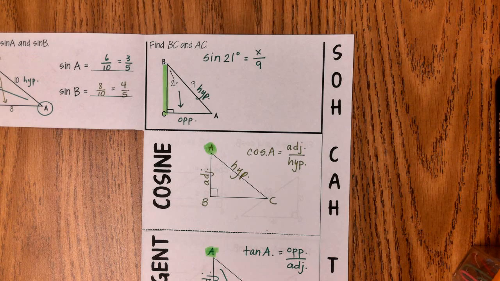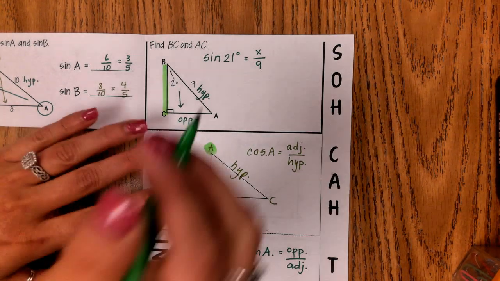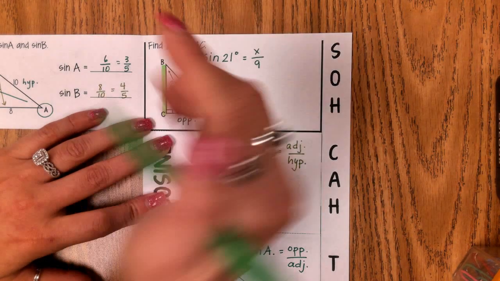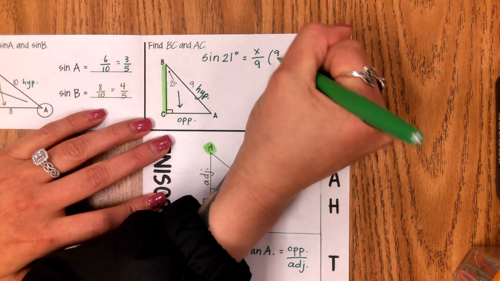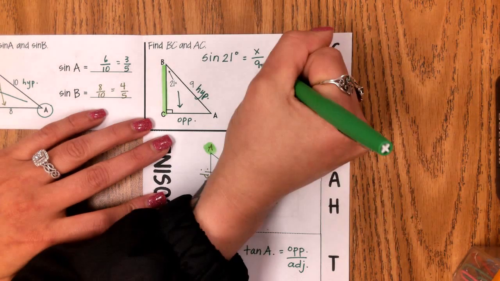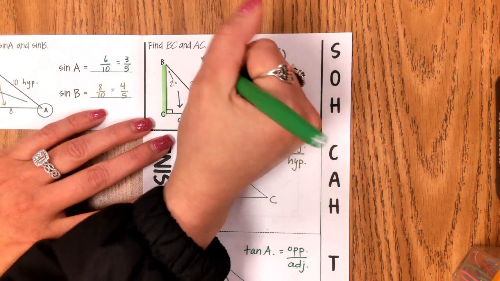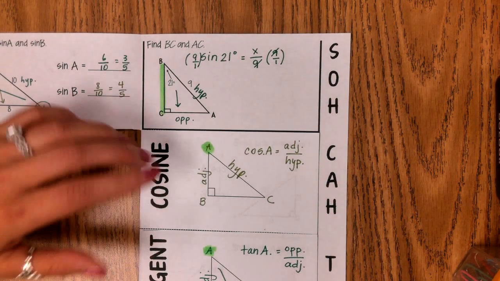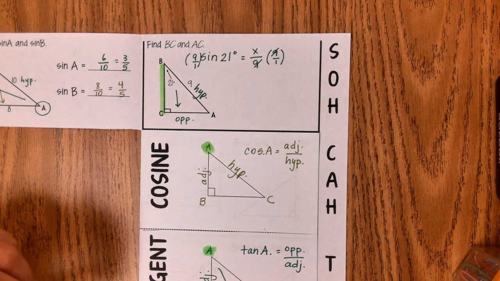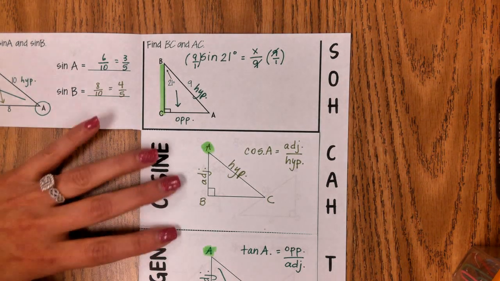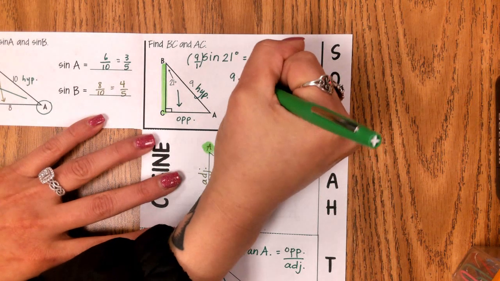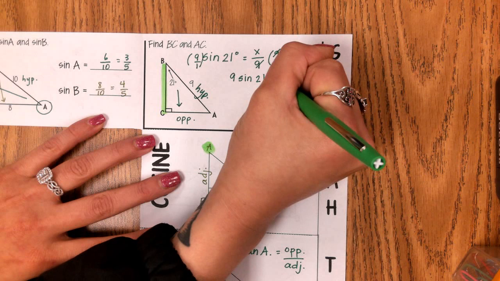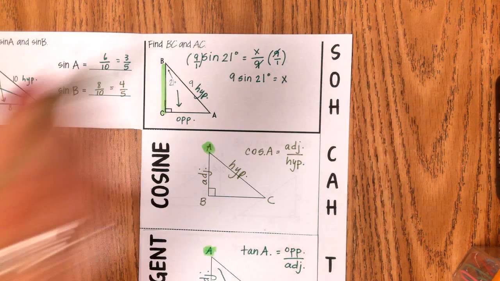So what you would do here is, first of all, cancel out the 9. If I want to cancel out this 9, I'm going to multiply by 9 over 1. So I would cancel that out, and then over here I'm going to do the same thing. You have to do the same thing to both sides. So my new equation is going to be 9 sine 21 equals X.